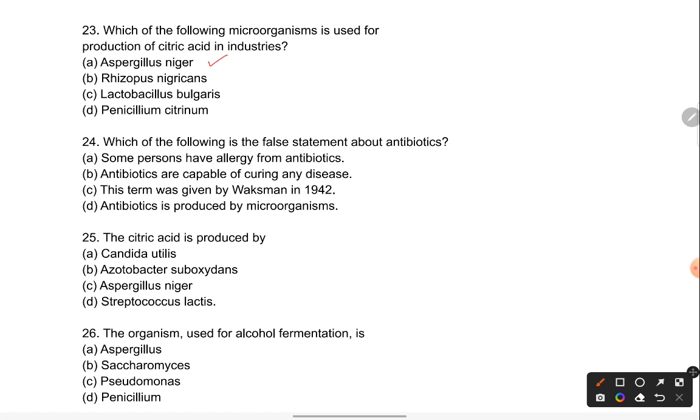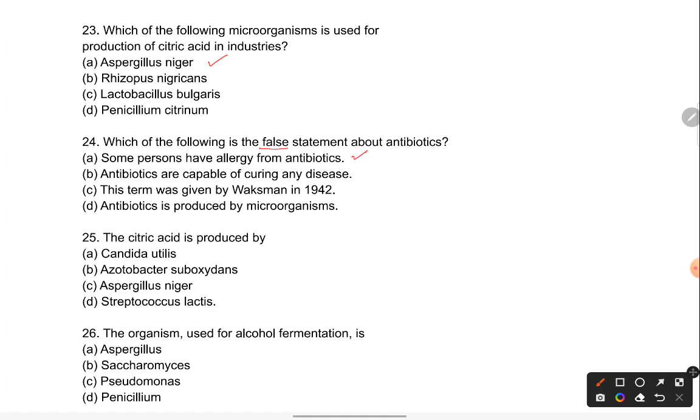Then 24. Which of the following is a false statement about antibiotics? Read the question thoroughly. A. Some persons have allergy from antibiotics. Before taking antibiotics, we will be tested with a test dose. Why is it done so? Because some of them are allergic. So that statement is correct.